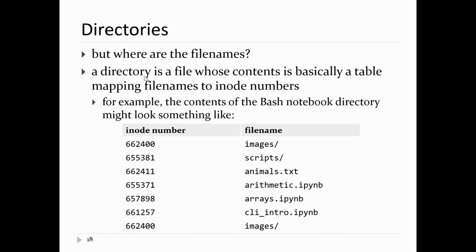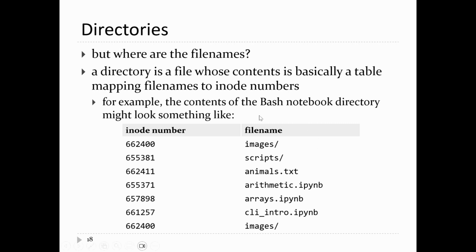So what the heck's a directory? It turns out in Unix, it's just a file. A directory itself is a file, and it contains information. It's basically a table. In the first column of a directory file, you can think of that as storing an inode number, and in the second column, a file name. So a directory is just a file that maps file names back to inode numbers.